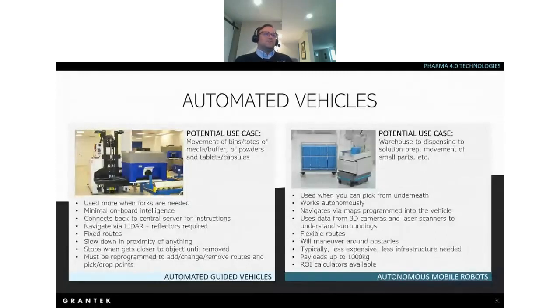AMRs are typically used with smaller payloads that can be picked up from underneath. They are more intelligent than AGVs and have more sensors and cameras on board. They can travel on flexible routes and will maneuver around obstacles. We've seen them used for moving small parts and small containers of raw materials around.